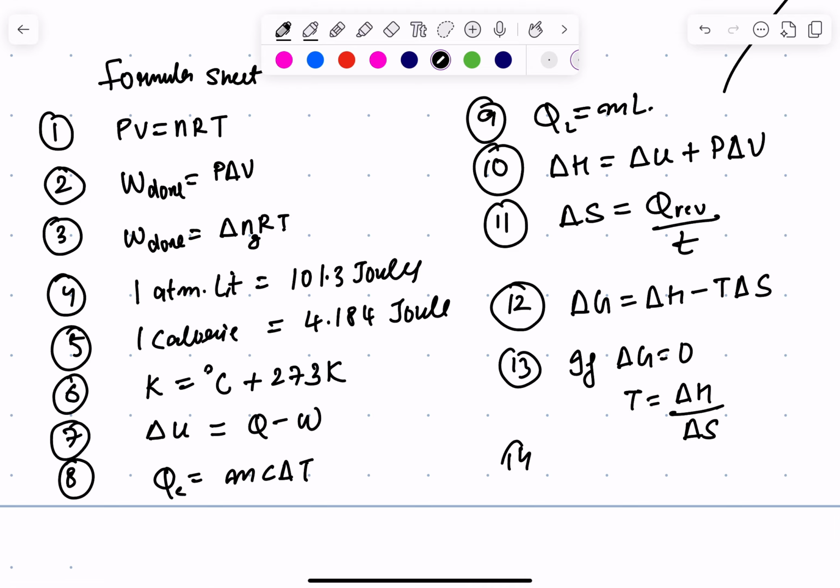Exothermic is heat release, so delta H is less than 0. And endothermic, delta H is greater than 0. Yes, sir. Exothermic is less than 0, endothermic is greater than 0.